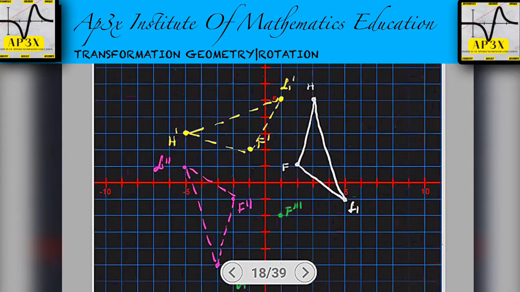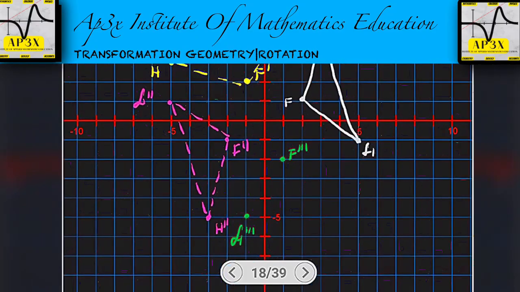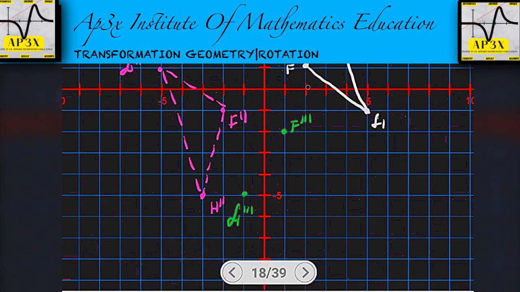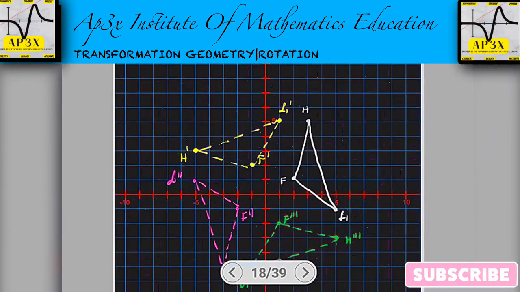And now my H triple prime is going to be 5, negative 3. So that's going to be 5, negative 3. So that's 1, 2, 3, 4, 5, 1, 2, 3. Right here. That's my H triple prime. And when I connect this, say here to this, and here, I get a beautiful triangle rotated by 270 degrees, say here, anti-clockwise.